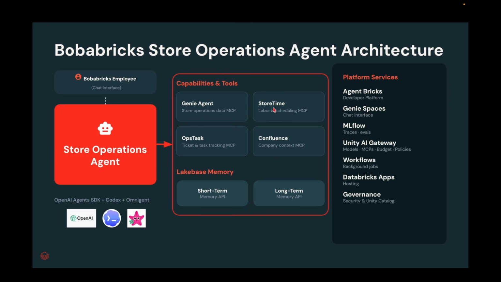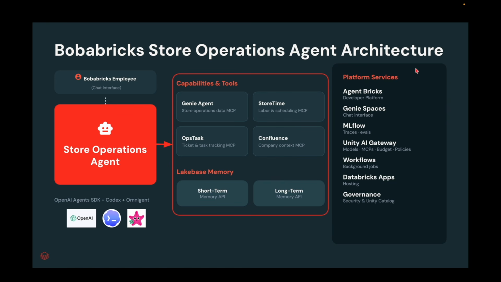This is a custom MCP server for labor and scheduling. Another custom MCP server is our ops task for ticket and task tracking. And then I also linked our Confluence page. We have lake-based memory, both long-term and short-term, powering this application, and we'll be showing a variety of platform services throughout this model as well.